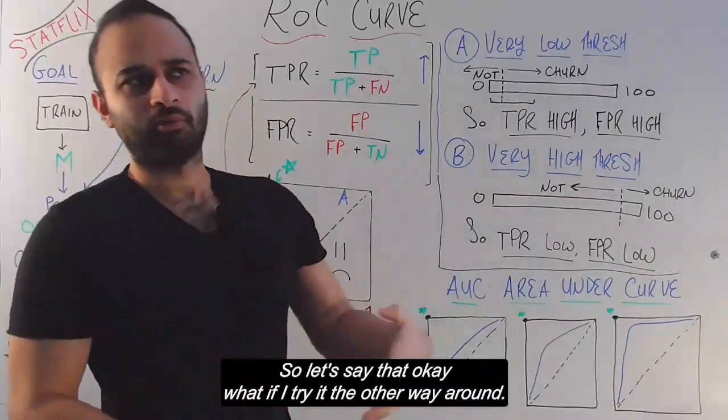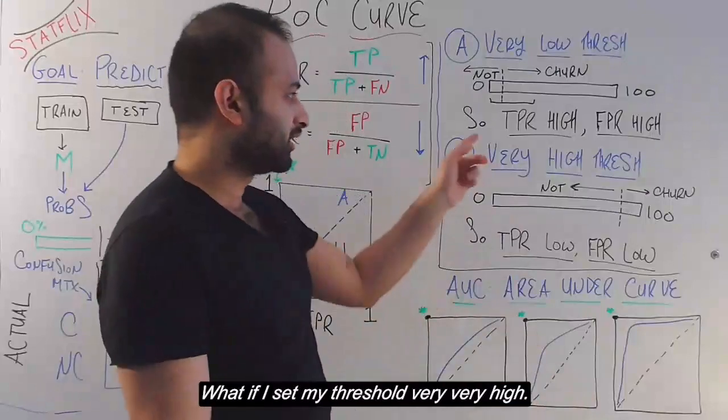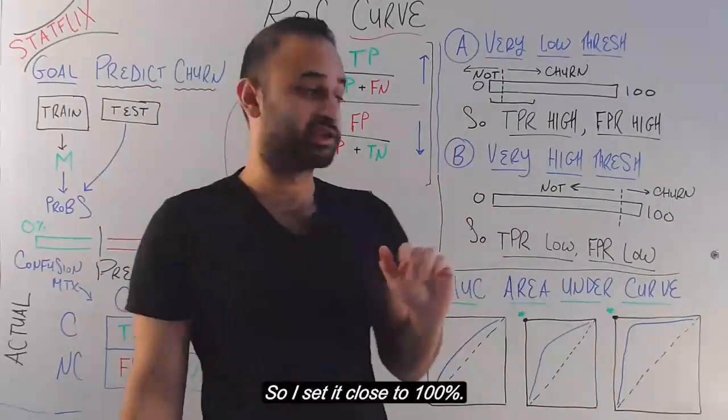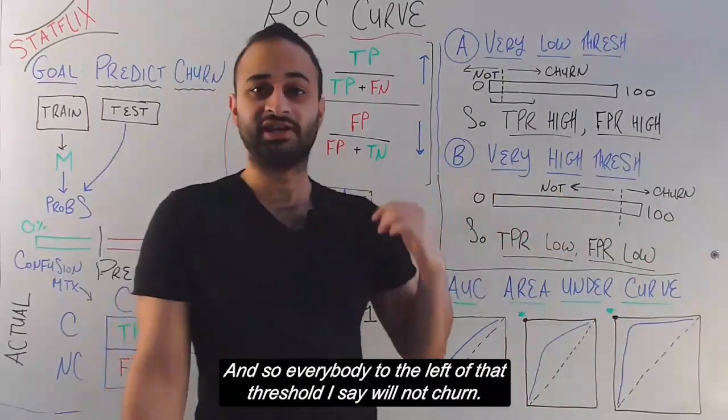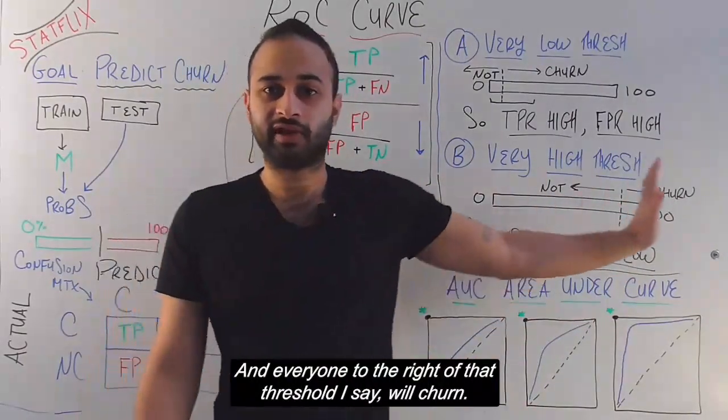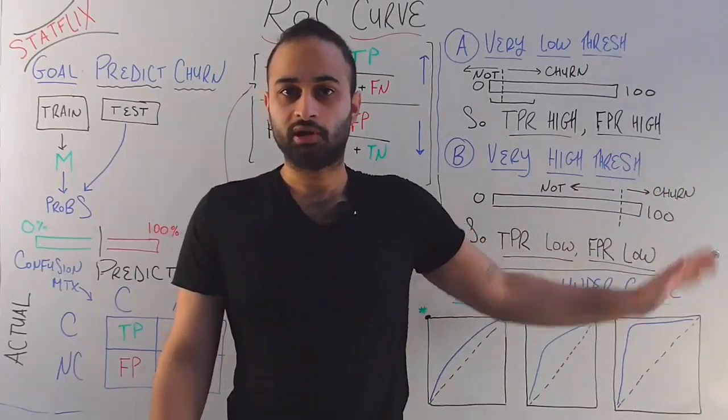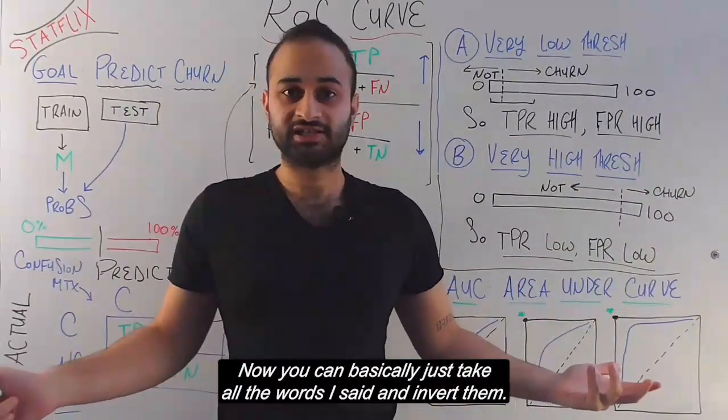So let's say that, okay, what if I try it the other way around? What if I set my threshold very, very high? So I set it close to 100%. And so everyone to the left of that threshold, I say will not churn. And everyone to the right of that threshold, I say will churn. Now you can basically just take all the words I said and invert them.